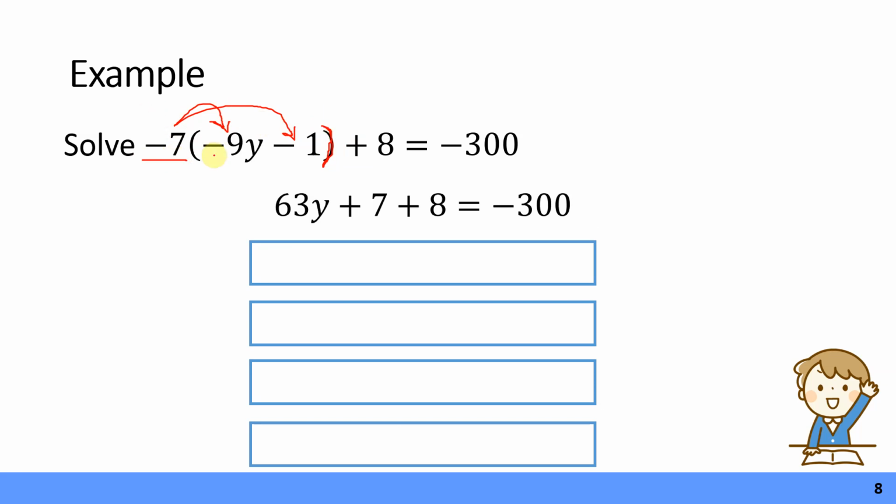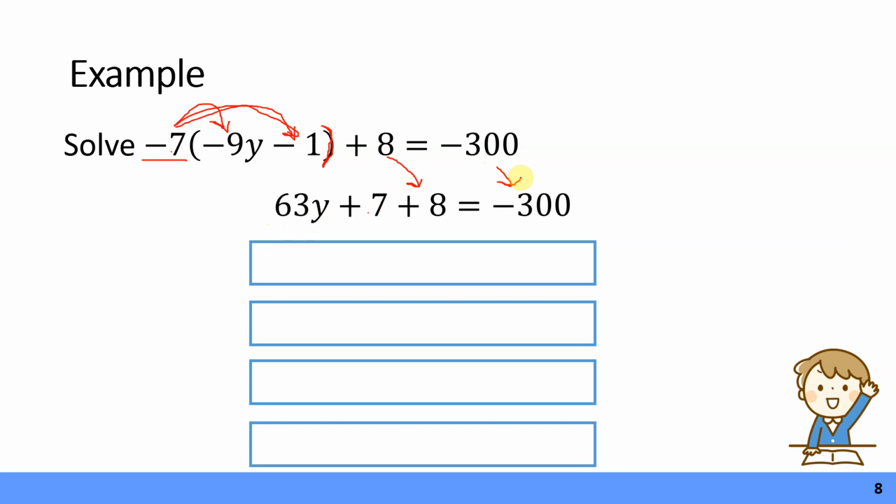So negative 7 times negative 9y gives me 63y. Negative 7 times negative 1 gives me positive 7. The 8 comes down because we didn't touch it. It wasn't inside the parentheses, and that just comes down.